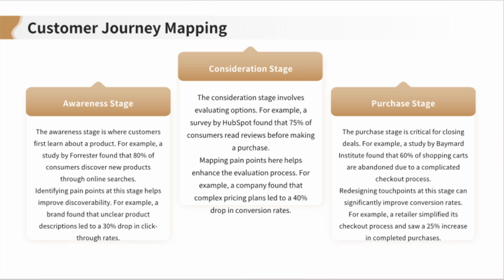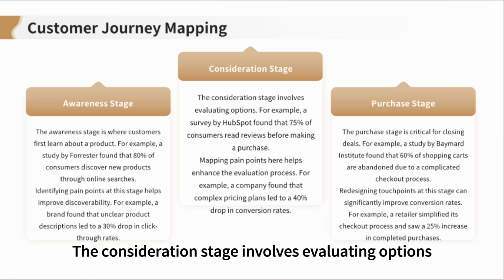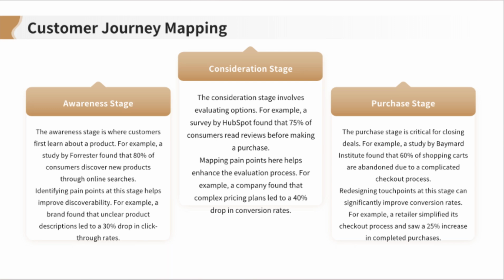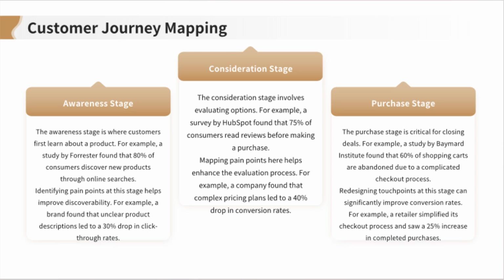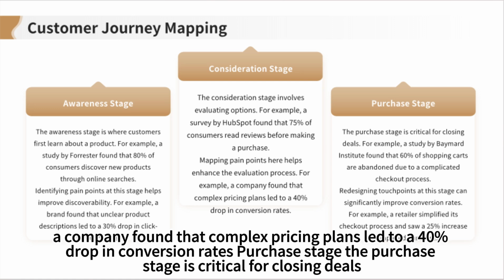Consideration stage. The consideration stage involves evaluating options. For example, a survey by HubSpot found that 75% of consumers read reviews before making a purchase. Mapping pain points here helps enhance the evaluation process. For example, a company found that complex pricing plans led to a 40% drop in conversion rates.